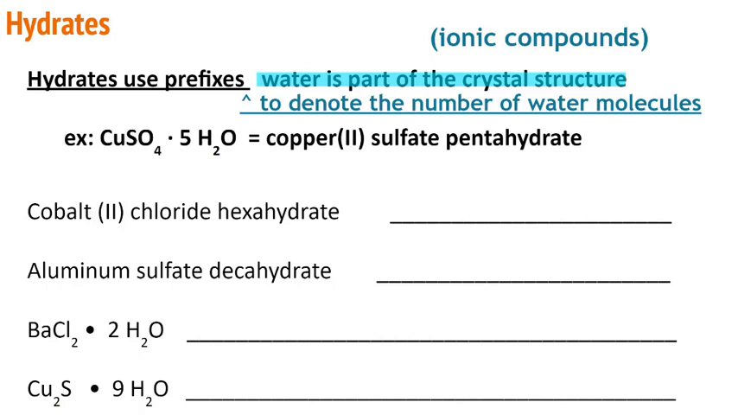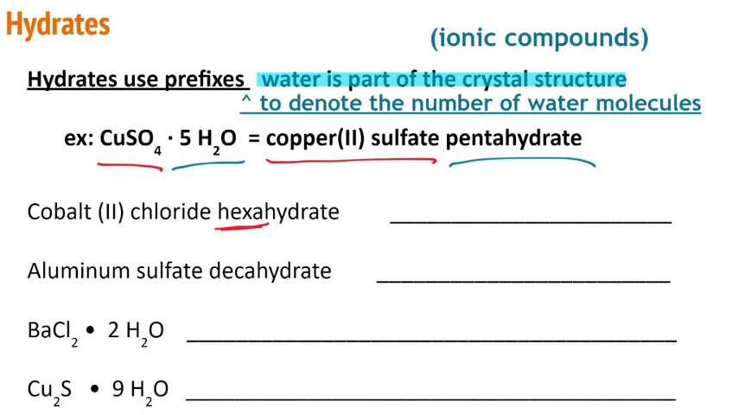These are ionic compounds. So the first part of the name is going to be normal ionic stuff, and then you're going to add this prefix, hexa, deca, whatever, for how many waters you got, and the word hydrate all together there. So here you can see CuSO4 is copper 2 sulfate, and then because there's 5 waters, we call it pentahydrate.